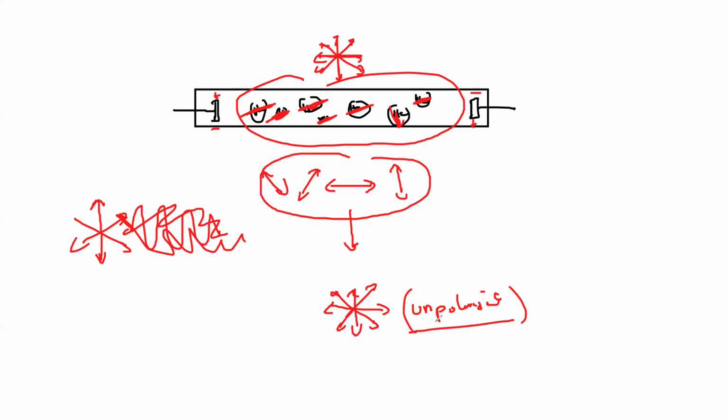The term unpolarized light means light which has multiple planes of vibration. Like, multiple electric fields are there, and the electric field vibrates in multiple directions. Some vertically, some horizontally, some diagonal, some inclined.